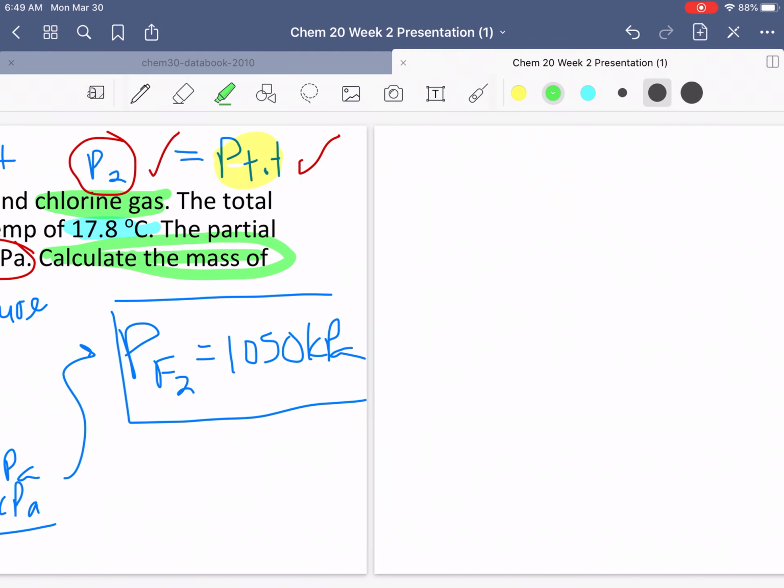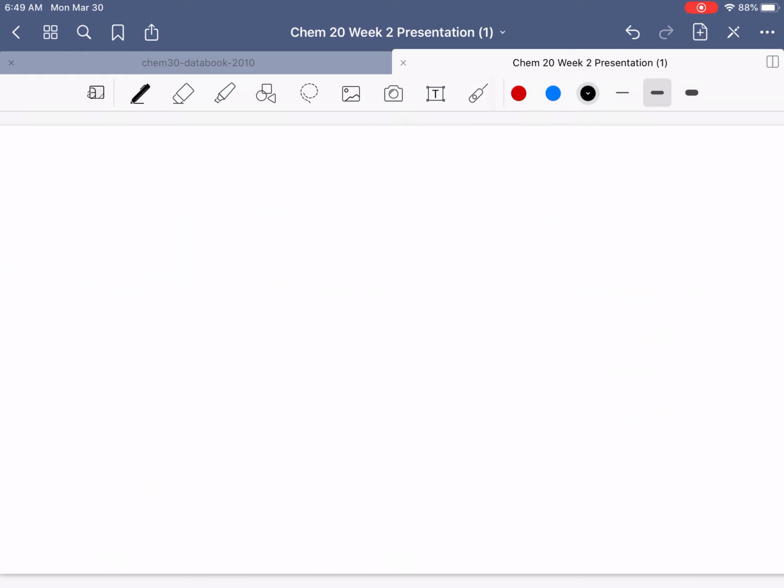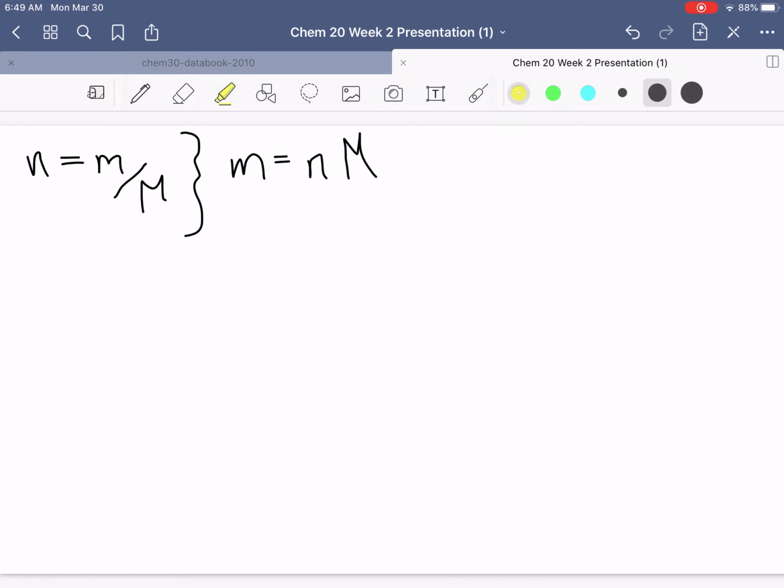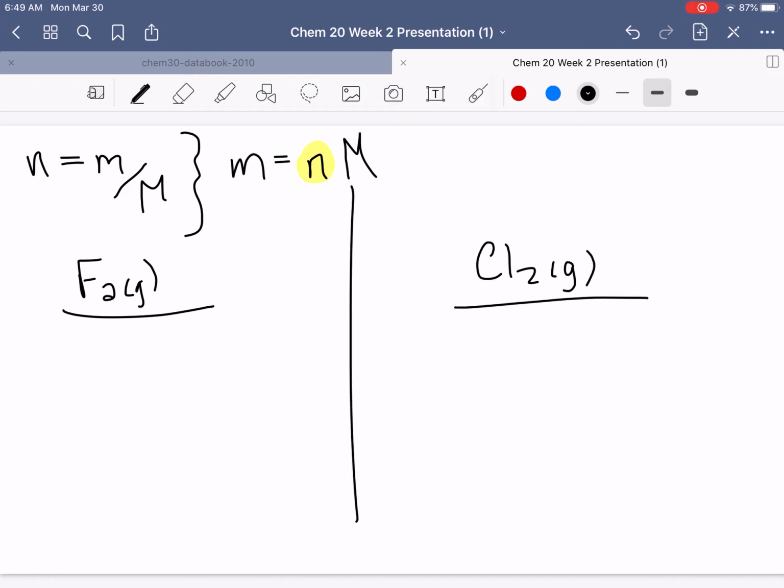I'm going to switch pages here to keep going. So if mass is related to amount, because n is equal to mass over molar mass, which means mass is equal to number of moles times molar mass. Well, as long as I have a way that I can figure out the number of moles, then I'm going to be good to go to get mass. Now you've got two different things that you have to work with. So you're going to have to find the mass of the fluorine gas, and you're going to have to find the mass of the chlorine gas. So there's two separate questions that are happening.